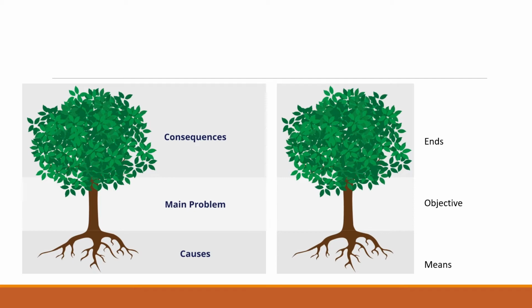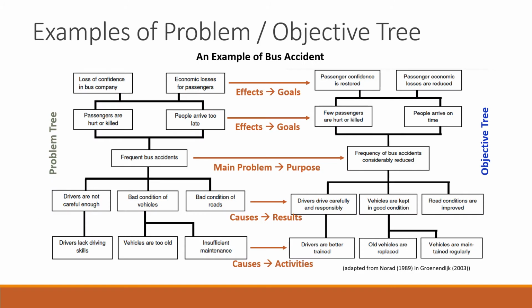So the main problem will be changed to an objective. It is not a problem now, it's an objective. It is changed from negative to positive. Then also the causes that create the main problem are going to be changed from negative causes to positive means. And the same thing for the consequences, which will be changed to ends. Okay, so let's see an example.